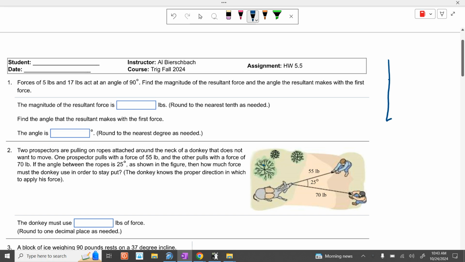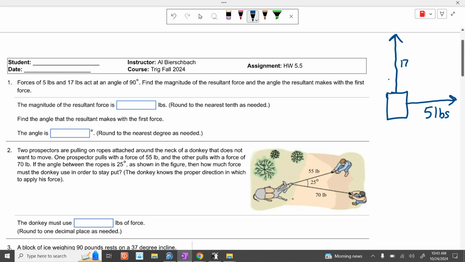So, actually, let me just make this a little smaller so it fits. Here's an object. Now, the first force is 5 pounds. Does it say the direction of the first force? No, so we assume that to be 0 degrees. That's 5 pounds. Another force acts at an angle of 90 degrees. 90 degrees is up here.